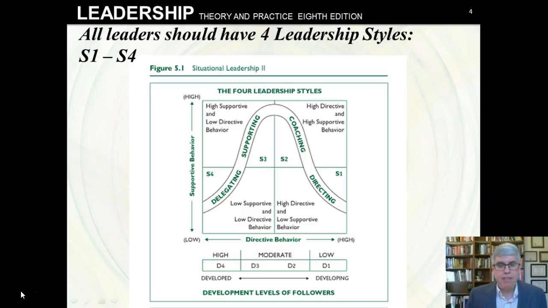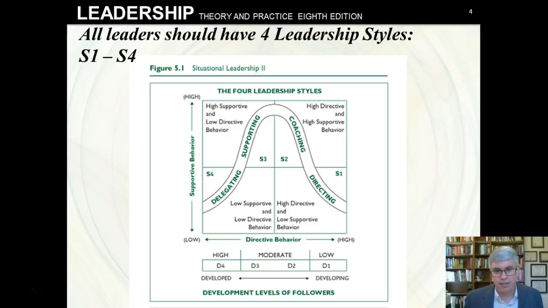So here is the diagram that's used in this model called situational leadership, or situational leadership 2, because it was modified like 20 years ago or something from its original form. The first idea is that all leaders should use all four leadership styles. They should have all four leadership styles available to them, and they're called S1 to S4. S1 is down here, and it follows the same pattern where we've got the directive behavior, the task behavior, high over here, low over here, and then the vertical axis is supportive behavior, where it goes low to high.